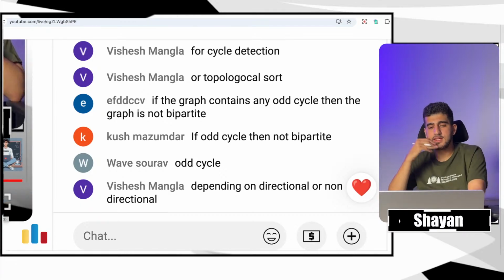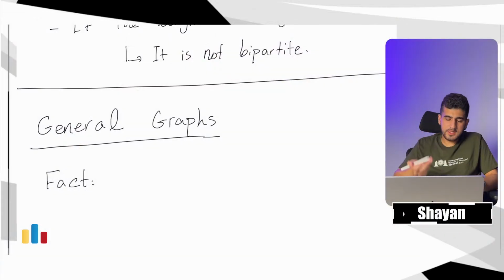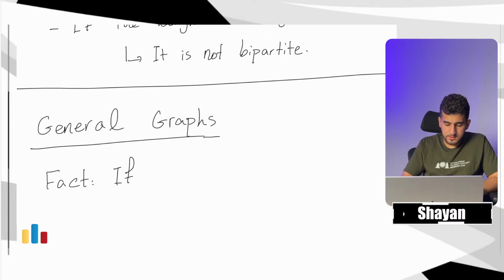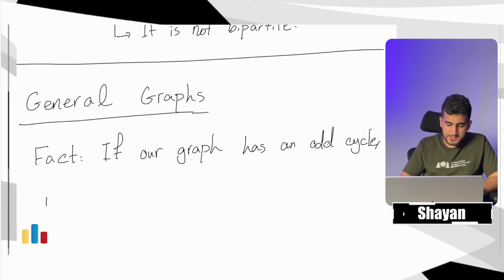Exactly. What we can say, our fact can be this. If our graph has an odd cycle, it is not bipartite.